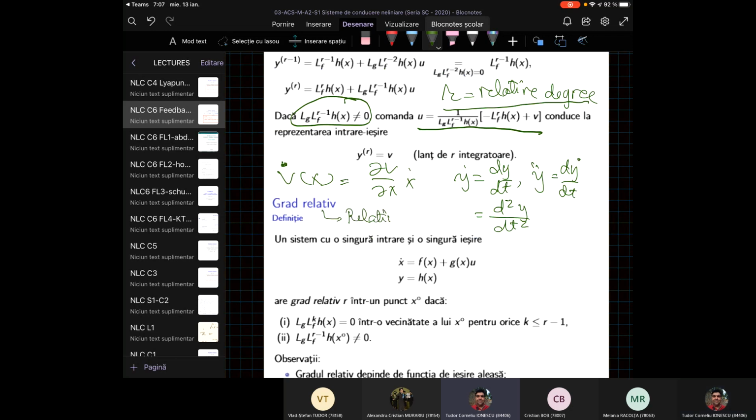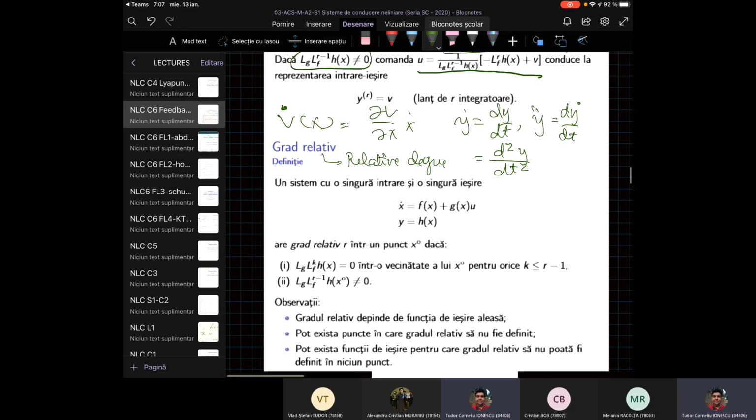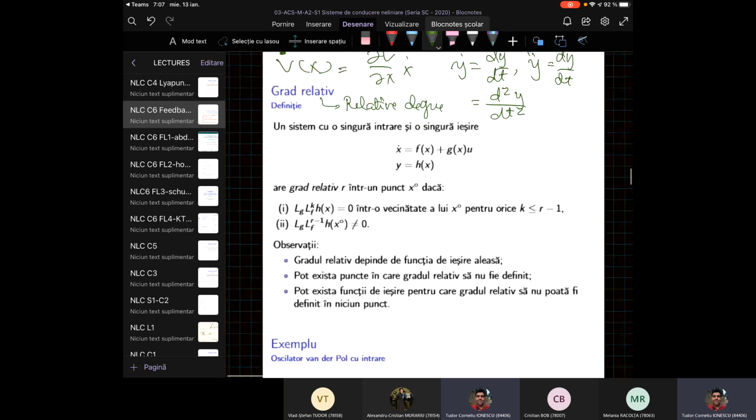Relative degree is an important notion. A single input, single output system has relative degree r if in some point, so this is also a local notion, if in some point x naught, the following thing happens. LgLf^k h is 0 for any k less than r minus 1. And this quantity, when k equals r minus 1, is different from 0.